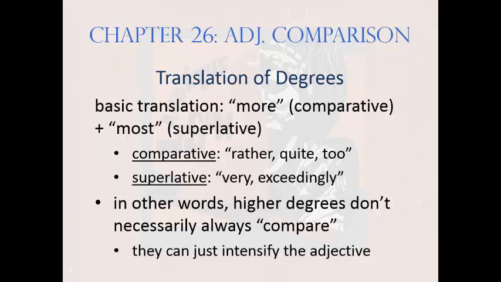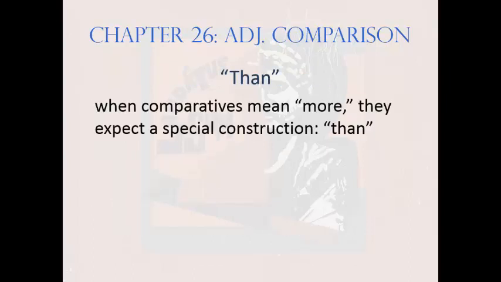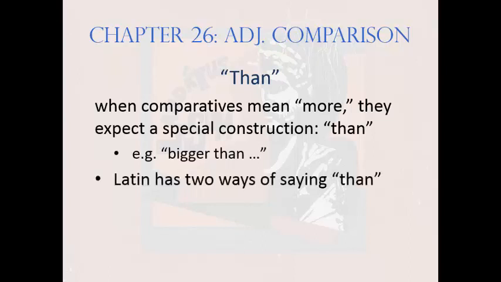And finally, let's talk about expectation. When an adjective is comparative and has its basic sense, more, what do you expect to hear after it? That is, this is bigger than. When comparatives carry a sense of more, they expect a way of expressing the thing which is not more. What the bigger thing is bigger than. And Latin has two ways of saying than.